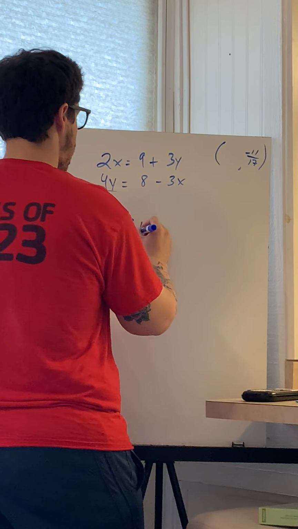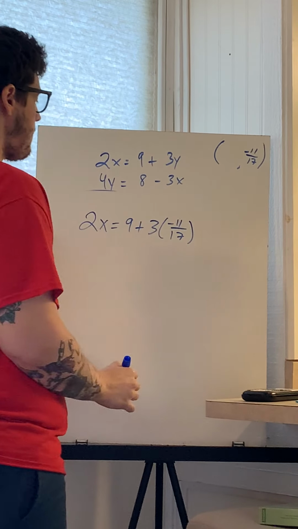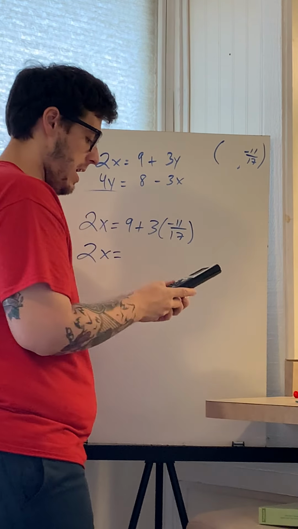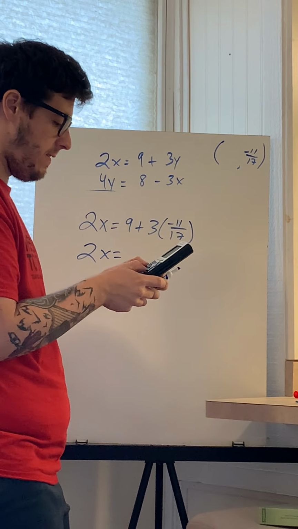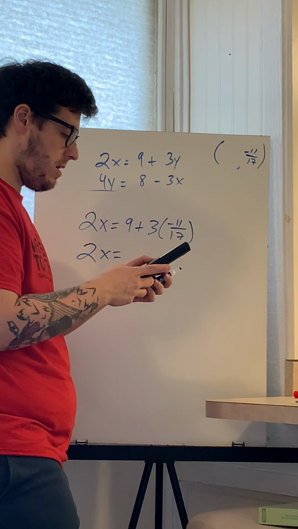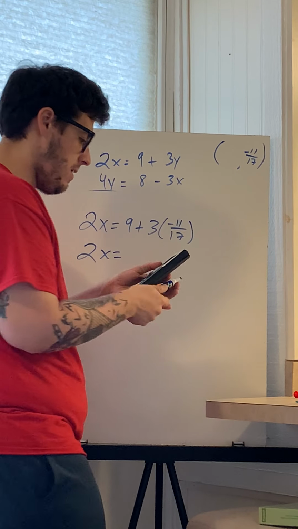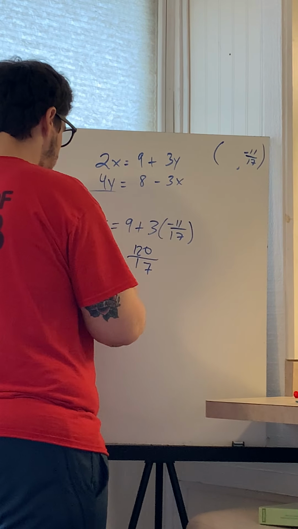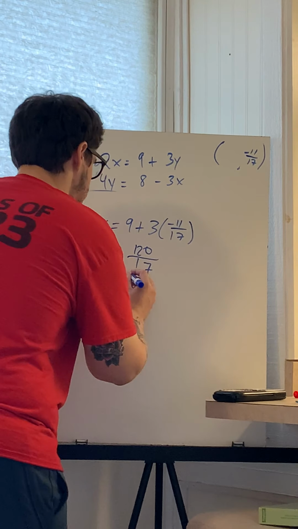2x equals 9 plus 3 times -11/17. I'm going to do all this math again, trusting my calculator to do it for me. 9 plus 3 parentheses 11/17. 9 plus 3y. Okay, let's try that one more time. 3y. It gives me 120/17. Divide that by 2, and I get 60/17.